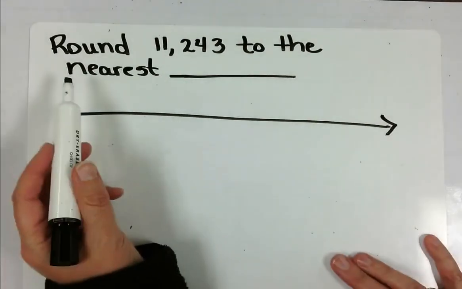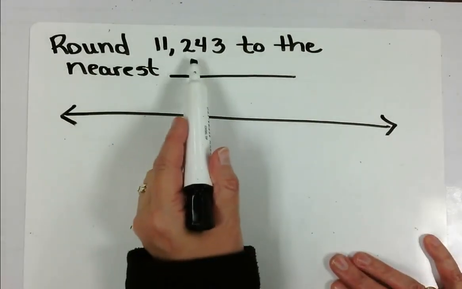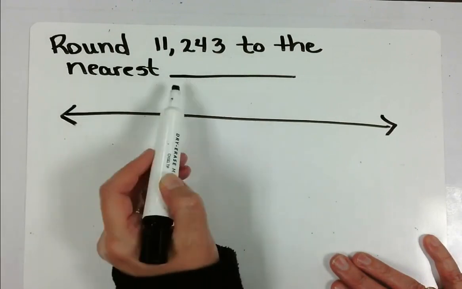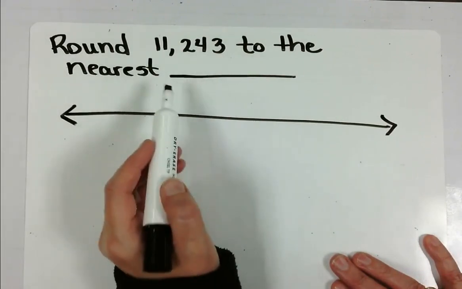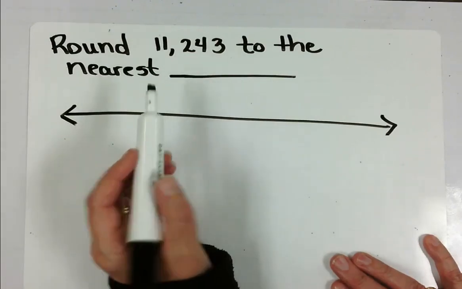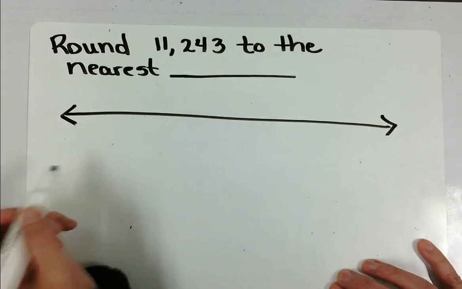So we could be asked to round 11,243. We could be asked to round this number to the nearest 10, the nearest 100, the nearest 1,000, the nearest 10,000, not the nearest 100,000 because it's not that big.